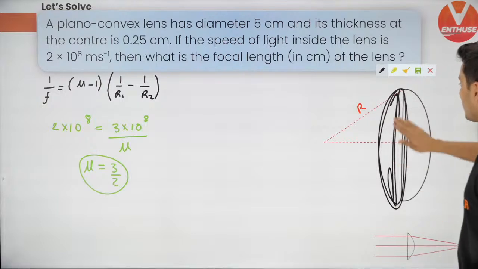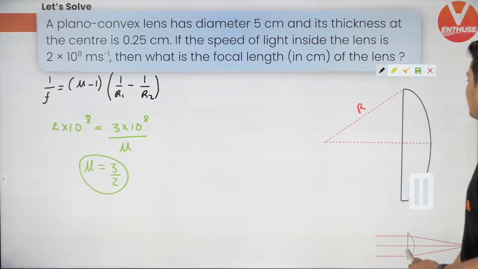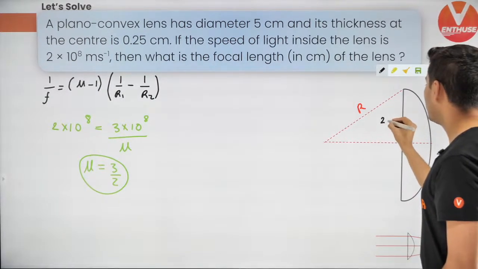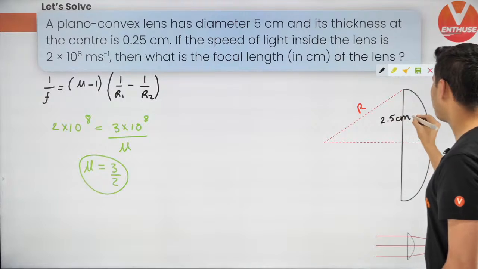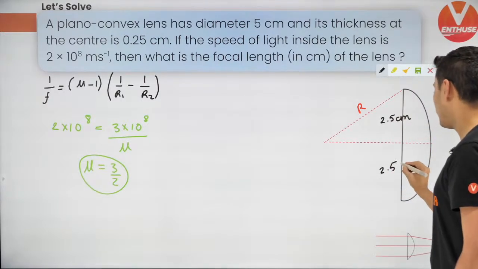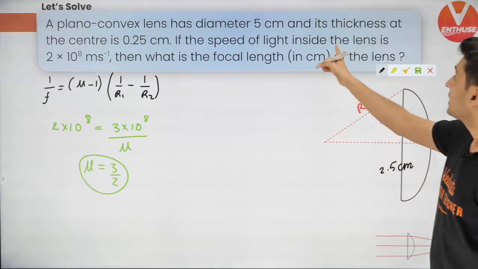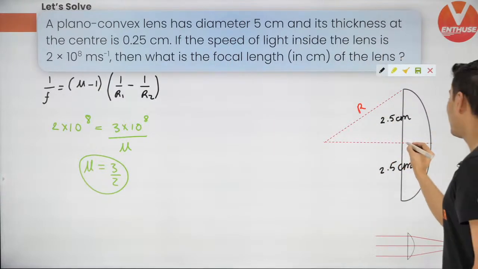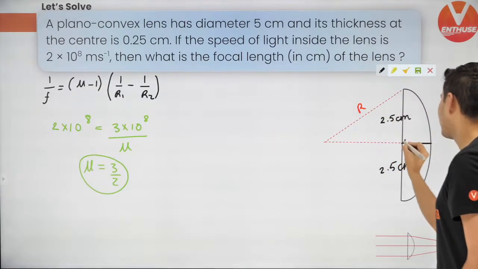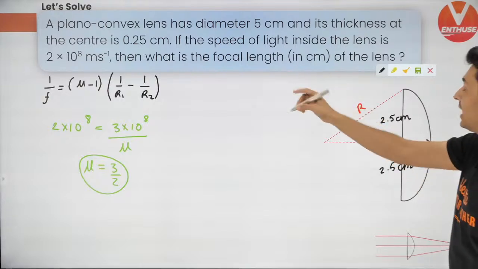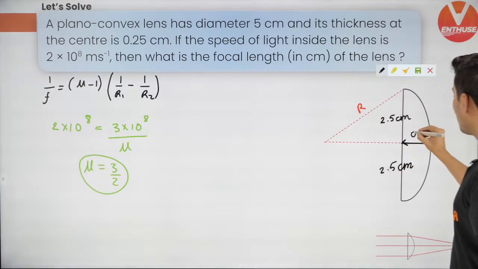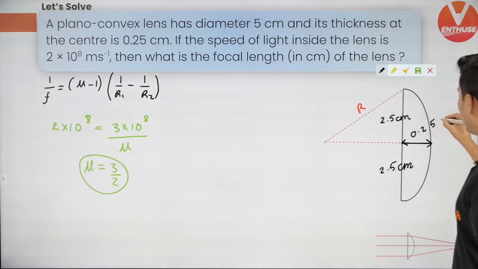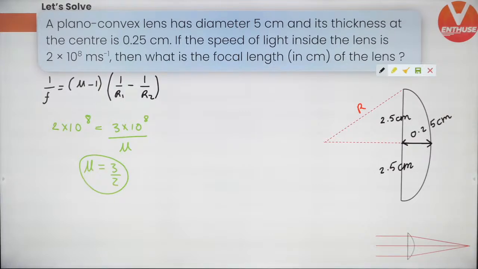Keep this in mind. So what will you do? Let's see what we can do. First of all, the radius will be 2.5 centimeter. This will also be 2.5 centimeter. Next thing, the thickness at the center, that means this length. Yes, they have also given you this length, guys, if you realize it. And that length is basically 0.25 centimeter. That is also given to you.